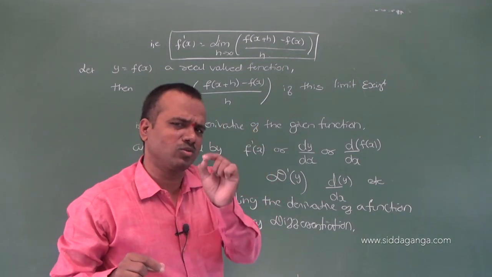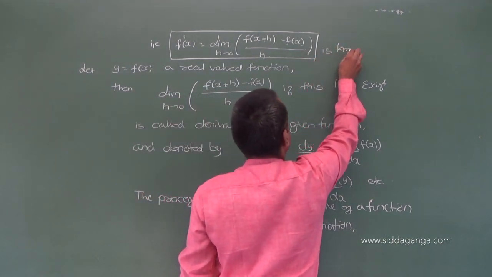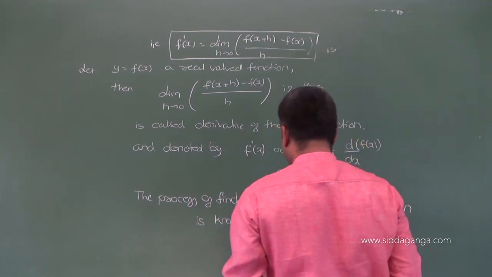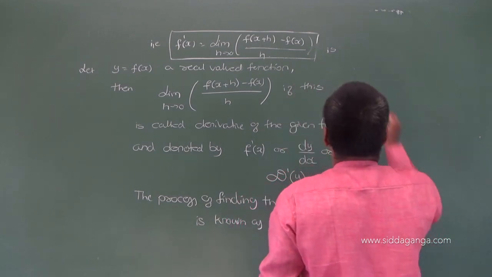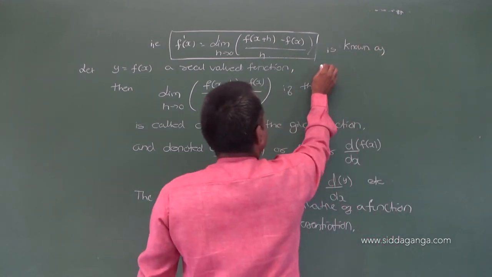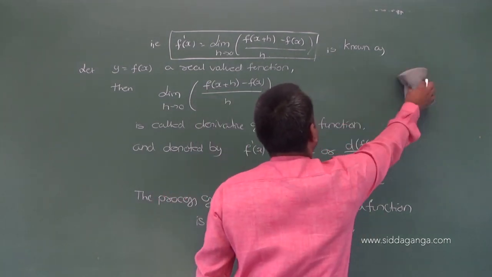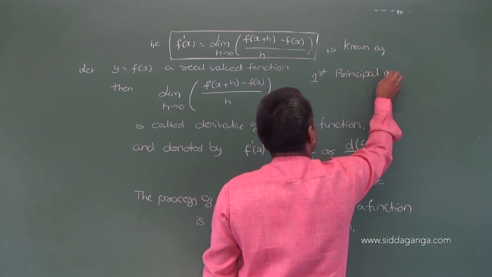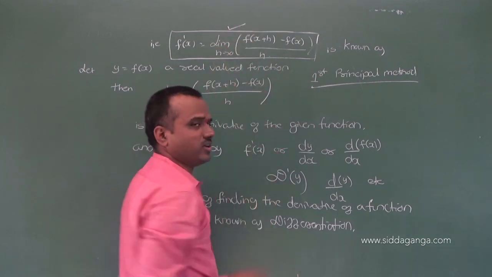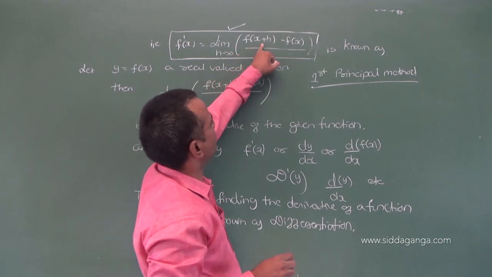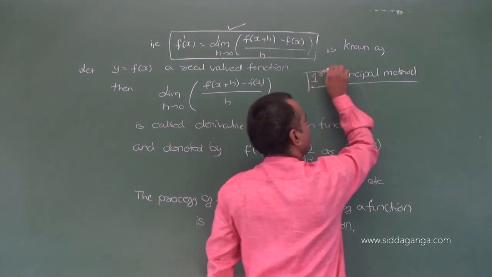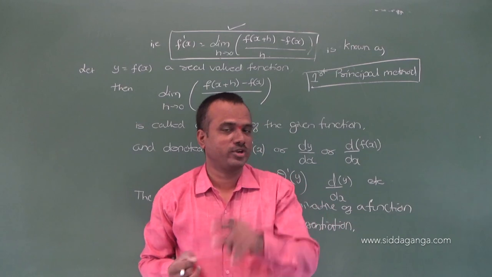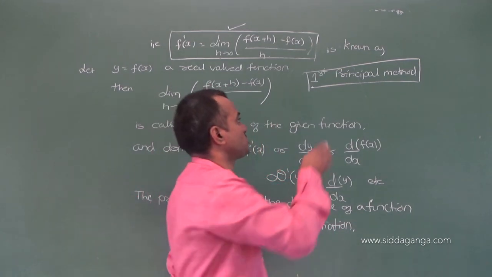This particular method is known as the first principle method. What we follow, f dash of x is equal to limit h tends to 0, f of x plus h minus f of x divided by h, is known as the very important first principle method in the examination. For 3 marks, one very important question: find the derivative using first principle method.